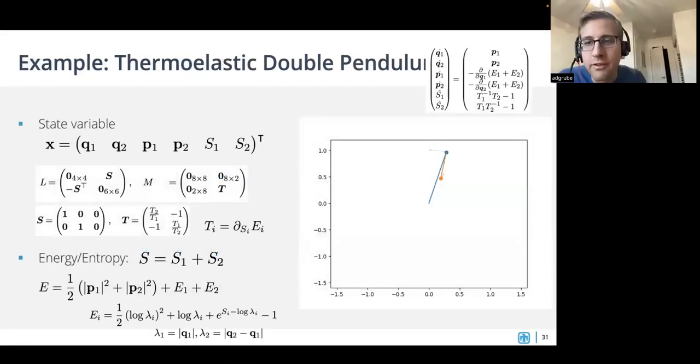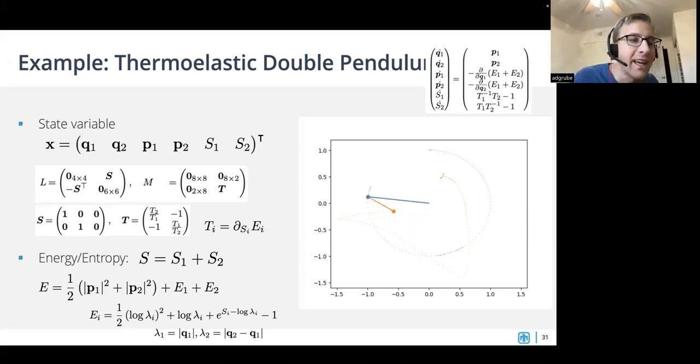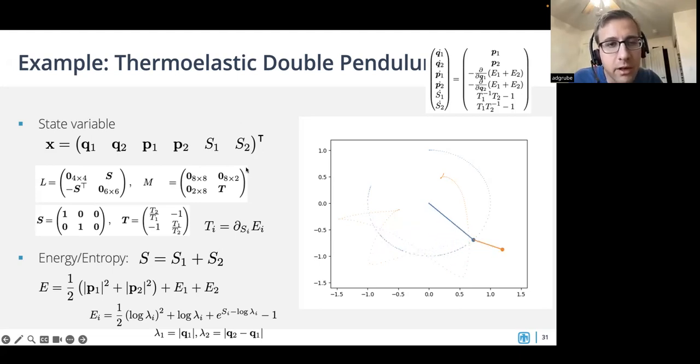And just to show you that these things actually exist and are useful, here's probably the simplest non-trivial example I could think of, which is a double pendulum which is thermoelastic. And so here I have a 10-dimensional state variable, which includes positions, momentums, and 2 entropy variables. And you can see that the matrices involved start to get kind of complicated, even in this simple case.